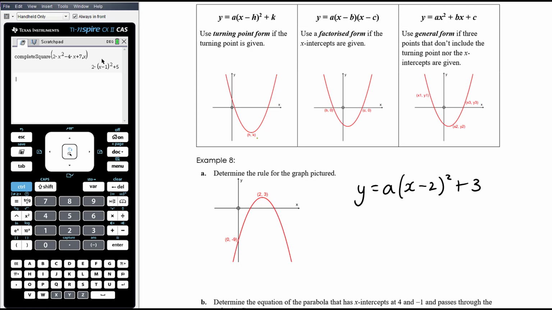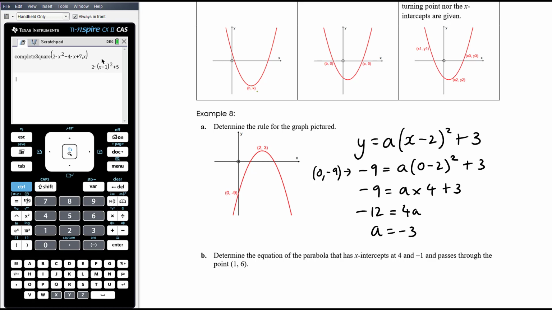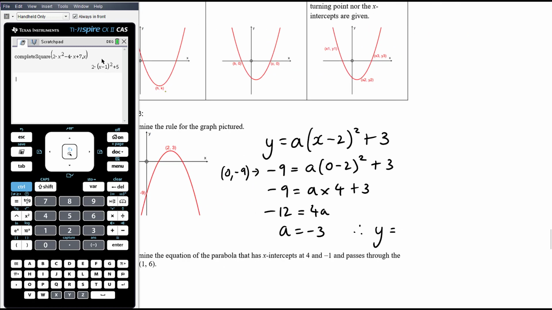I think it's too easy to get yourself confused about putting in a negative and then you end up doing double negatives where you don't mean to. But we need to find a, which is what this extra point is for. So we know when x equals 0, y equals negative 9, so let's put that into the equation. Negative 9 equals a times 0 minus 2 squared plus 3. So negative 9 equals a times negative 2 squared, which is 4, plus 3. Let's take away 3, so it's negative 12 equals 4a. And so a equals negative 3. So good, I'm happy because a is a negative value. And so therefore my equation is y equals negative 3 times x minus 2 squared plus 3.